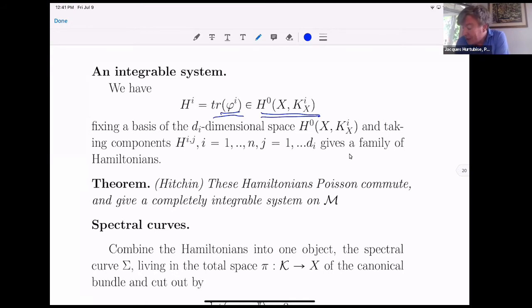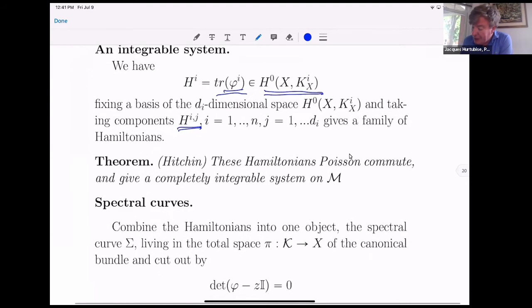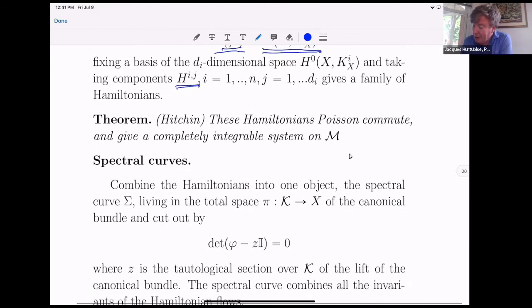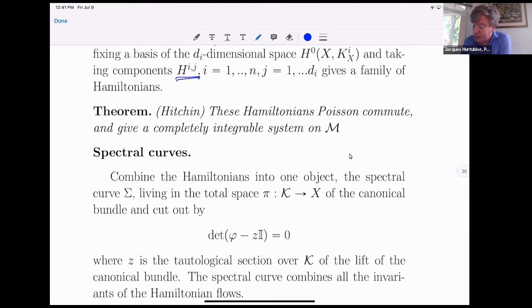And this is a fixed vector space. Your x is fixed, so you can just take a basis and decompose. And you'll get components that should be your Hamiltonians. And the theorem of Hitchin is that these Hamiltonians Poisson commute, and they give you a completely integrable system.